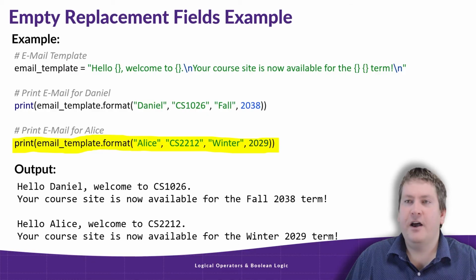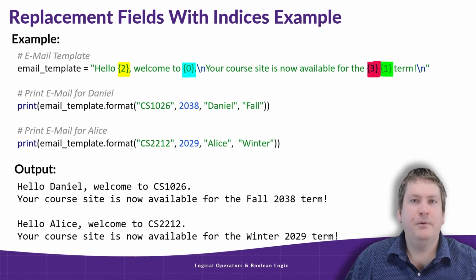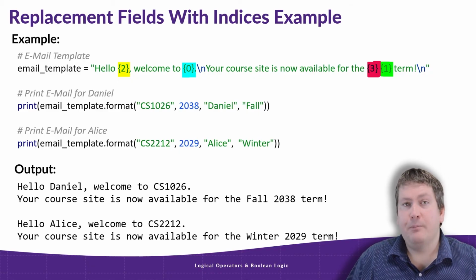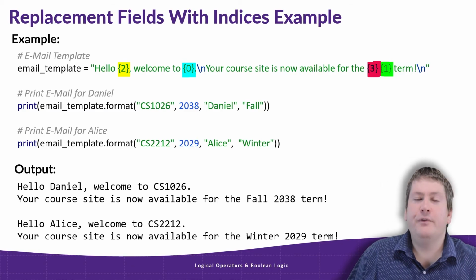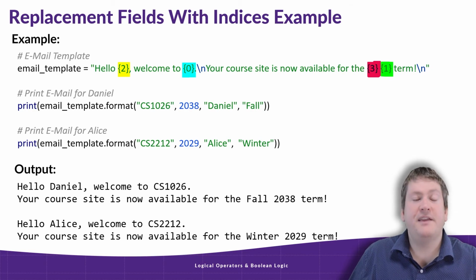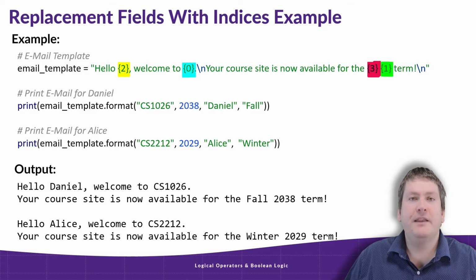So let's look at the other methods of using format. Remember, we also said there was an indices one and an argument name one. So here's the same example, but with using the indices method. What you might notice right away is that instead of just empty brackets, we now have numbers in those brackets, and these represent indices. So this time, instead of just putting them in the same order, we don't put CS1026 first, we put them in the order of the indices given.